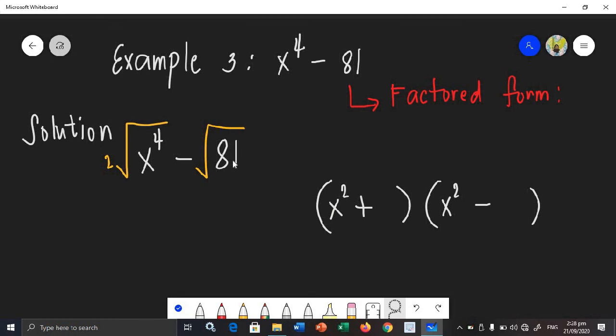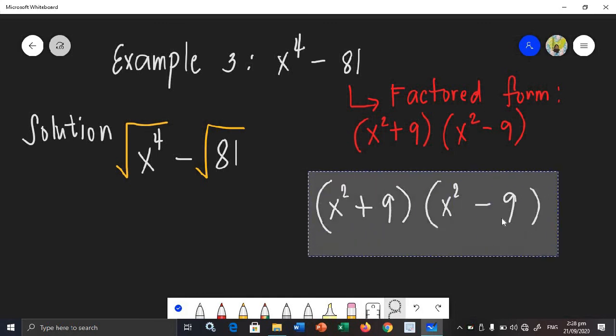Okay? So, dito, the answer is x squared. How about this? What is the square root of 81? So, that is 9. Okay? So, therefore, we can now conclude that the factored form of the given is x squared plus 9 and x squared minus 9.